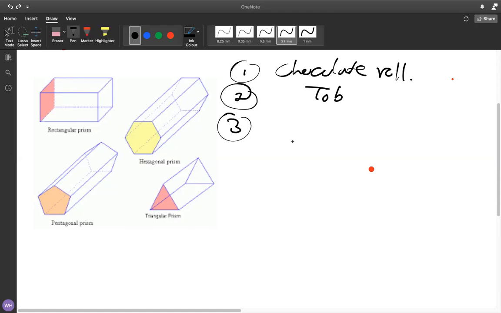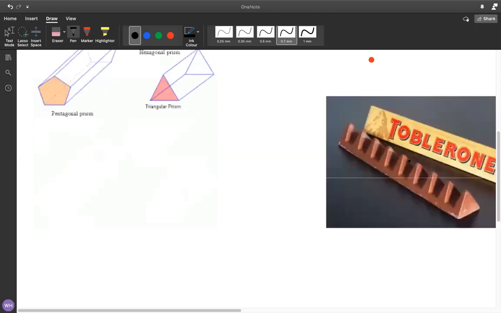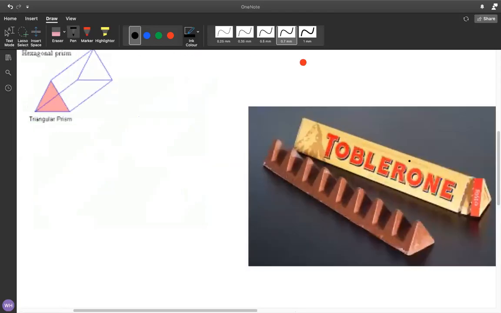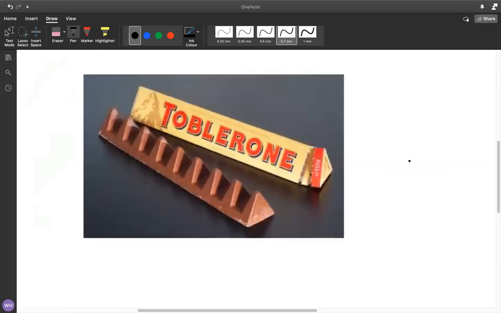Yeah, Liam copy. Toblerone. Here I have a Toblerone. Wait. Right, here is a Toblerone. It's a chocolate. Have you ever seen? Guys, if you don't have, you may eat it.